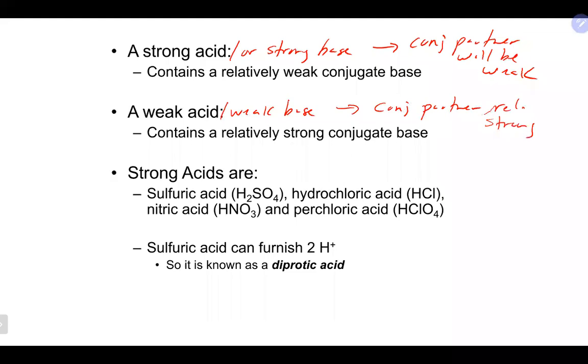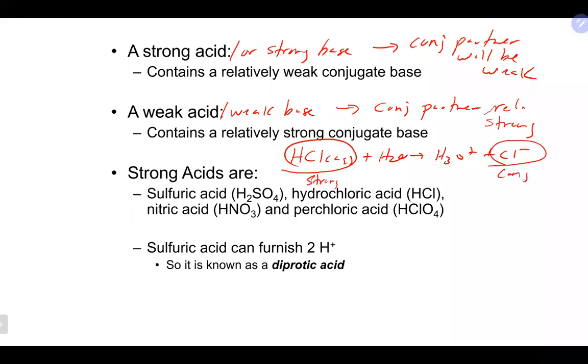So what we mean by that, for example, is if we took something like HCl and added some water here. This acid, which is strong, means that this conjugate partner, which is the base, is weak. Basically it'll just be neutral. It's just going to hang out and all that kind of stuff.